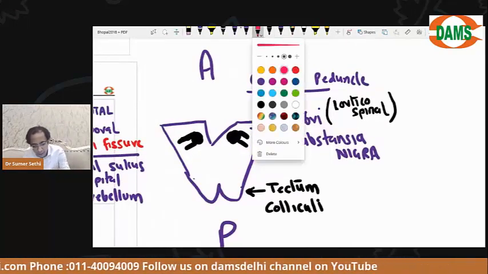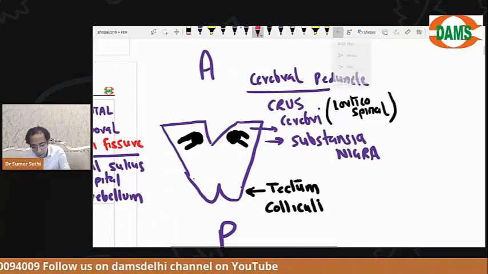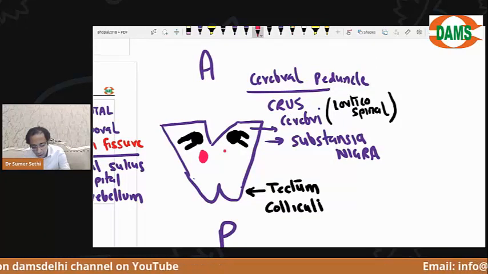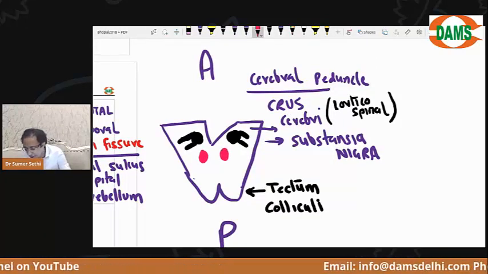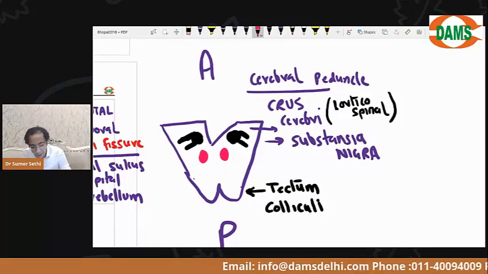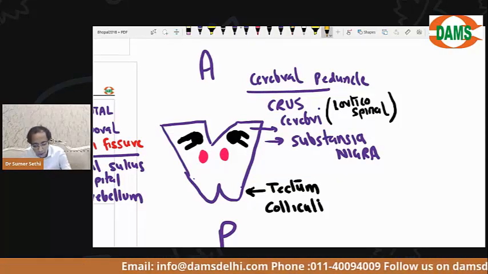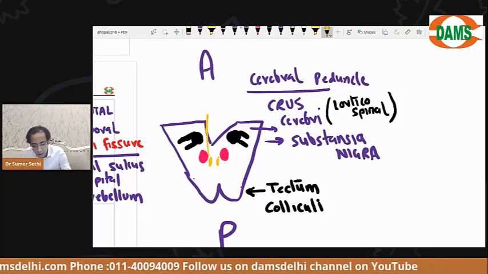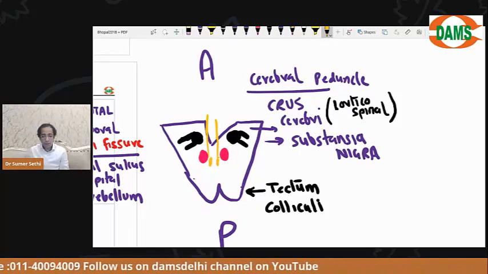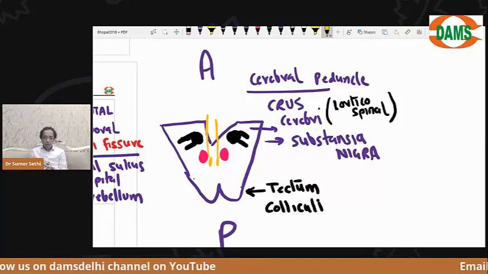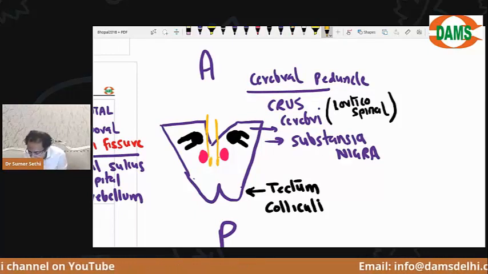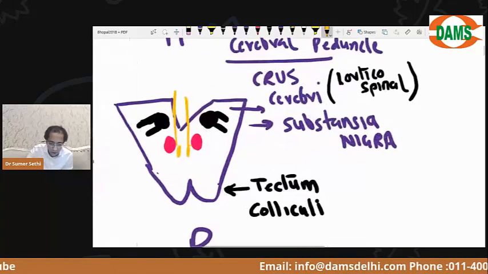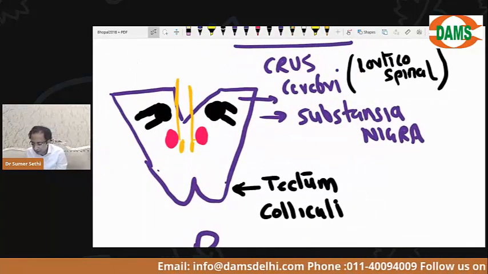Behind the substantia nigra, we have a red colored nucleus here, which is called the red nucleus. And this is where you also have, if somebody remembers, the oculomotor nerve nucleus. Everybody clear? Are you clear with this? Everybody understands? Okay.